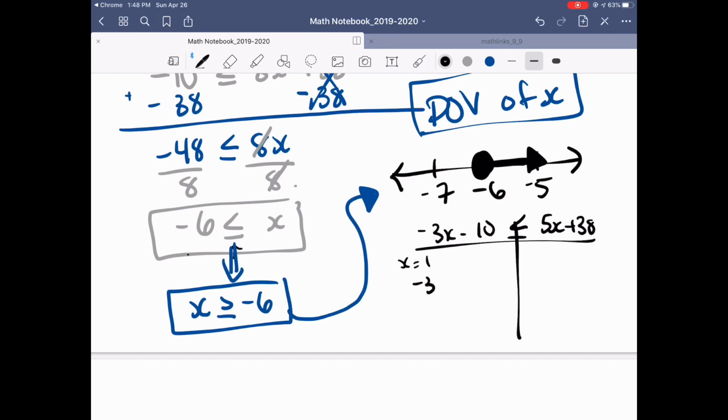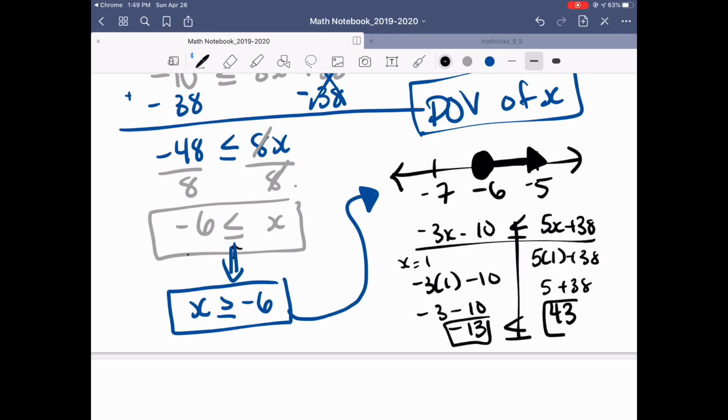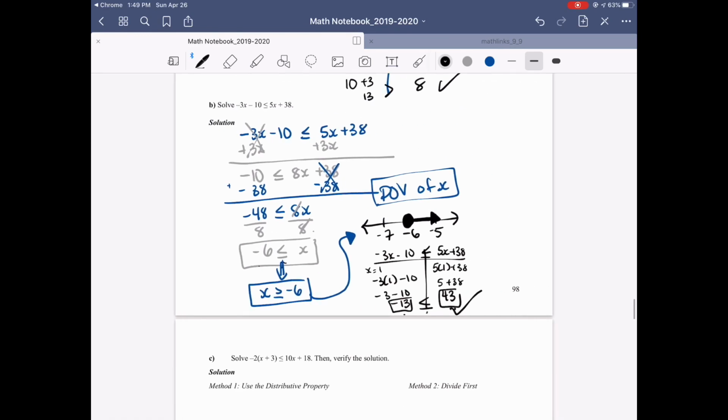If I plug in positive 1 for x, I get negative 3 minus 10, which is negative 13 on the left. And we have to check if it's less than or equal to what would be on the right. So 5 times 1 plus 38. 5 times 1 is 5, plus 38 is 43. So is negative 13 less than or equal to 43? Yes, it is. So that means our answer was done correctly.